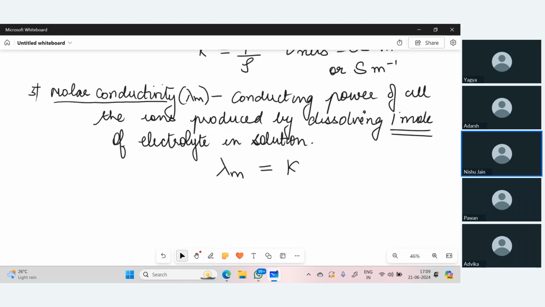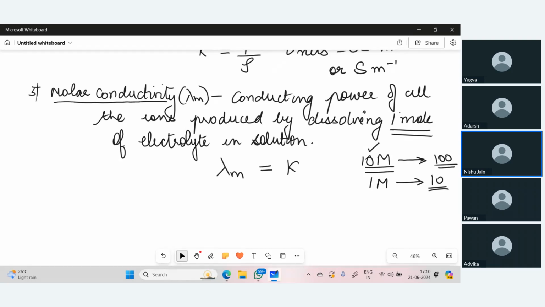Now tell me one thing. Let us suppose you have 10 molar solution. Its conducting power, or you can say its conductivity, is 100. Now, you tell me what should be the conductivity for 1 molar solution? It's simple mathematics. That is 100 by 10, which is 10.